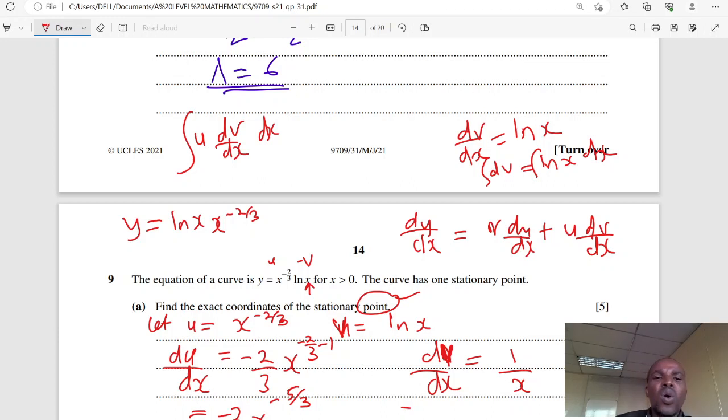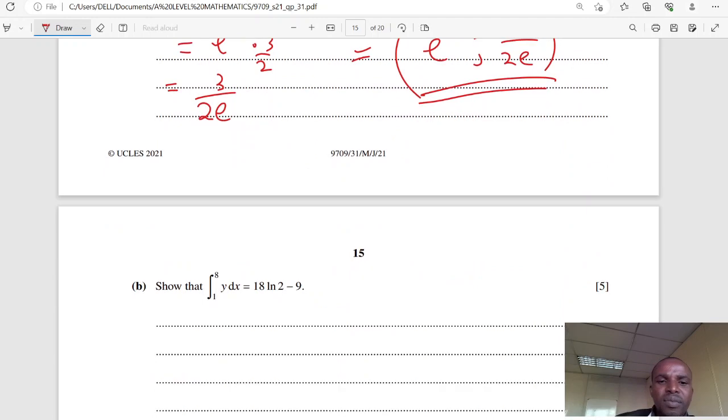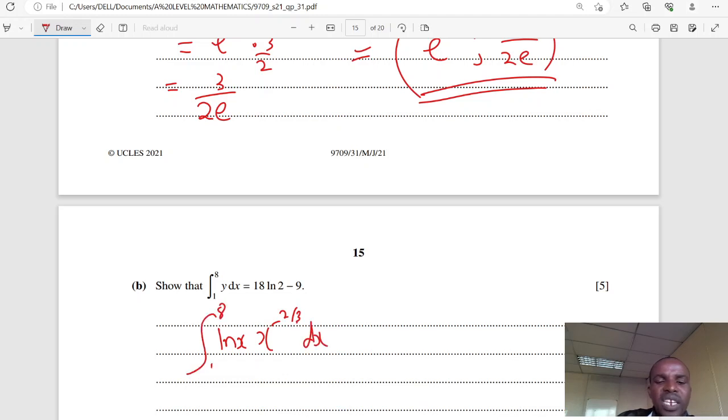So it will be ln x to the power minus 2 over 3, then dx. So it will be 8 and 1 in this case, right? Please take note of that part. So now what you have to do is to apply our formula.